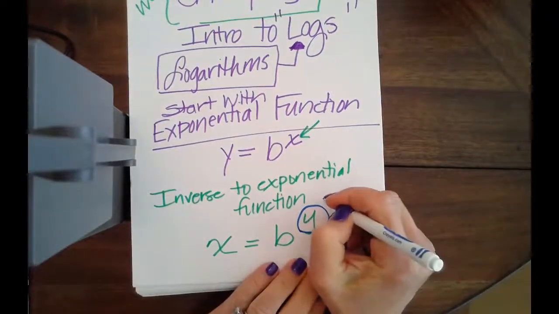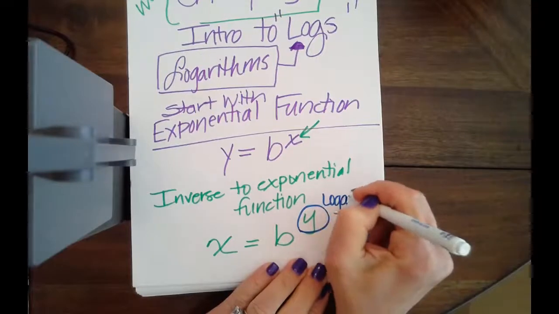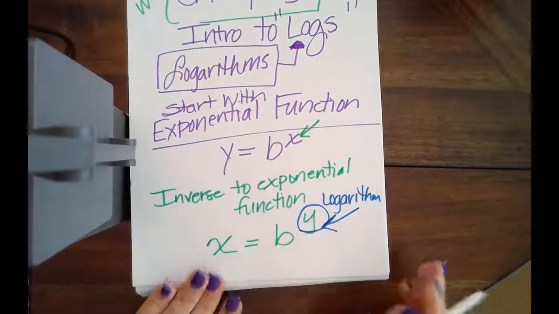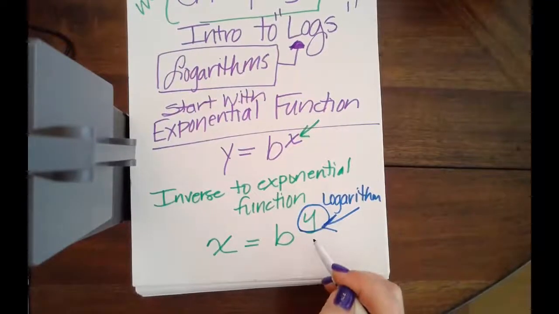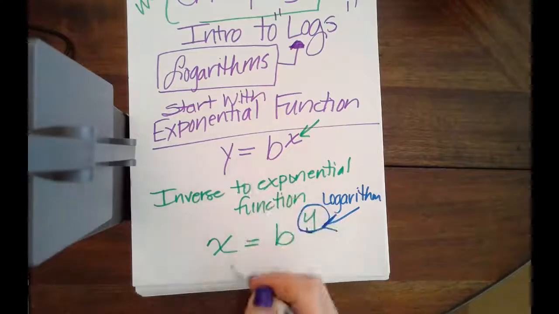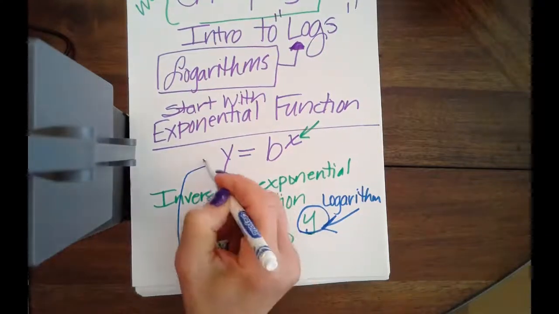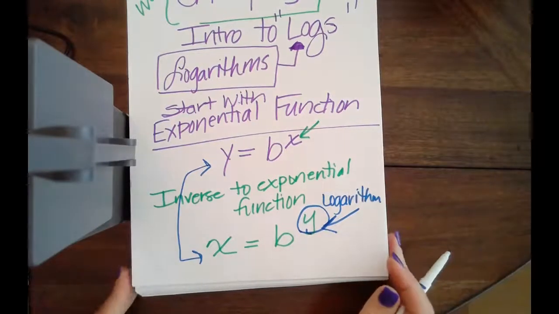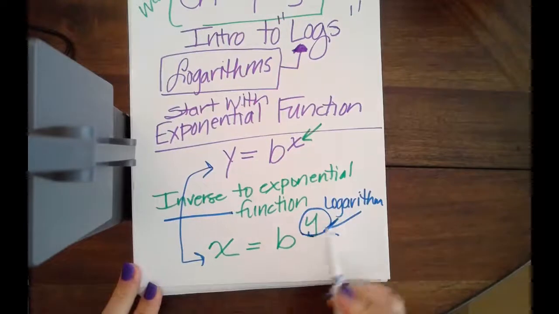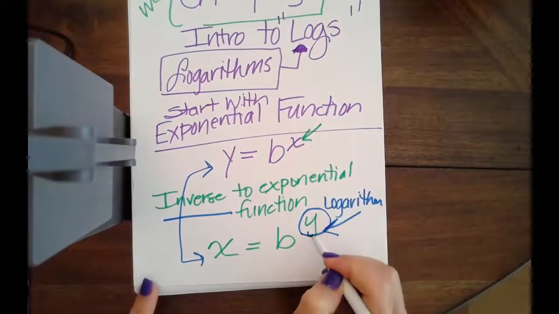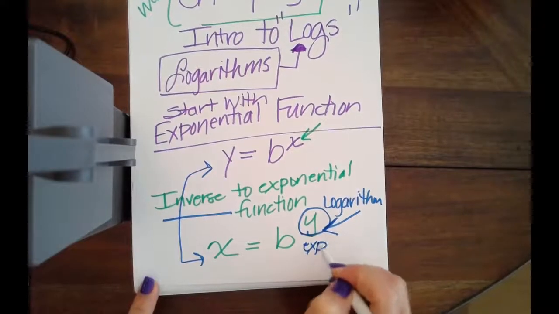And this guy right here, the exponent of the inverse function to the exponential, this is called a logarithm. This is an exponent that you raise your base to equal your x. You can see the difference between the exponential function and the logarithmic function. The logarithmic function is simply the inverse to an exponential function. The value of the logarithm is going to be whatever this exponent is here.